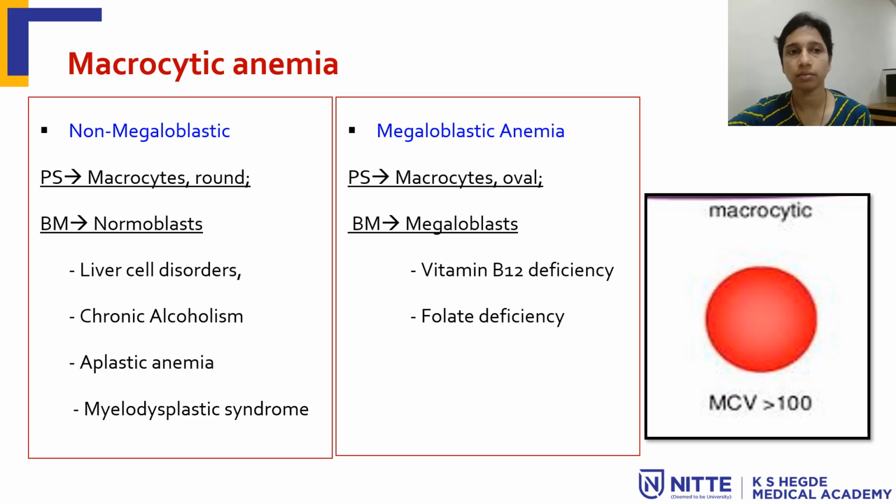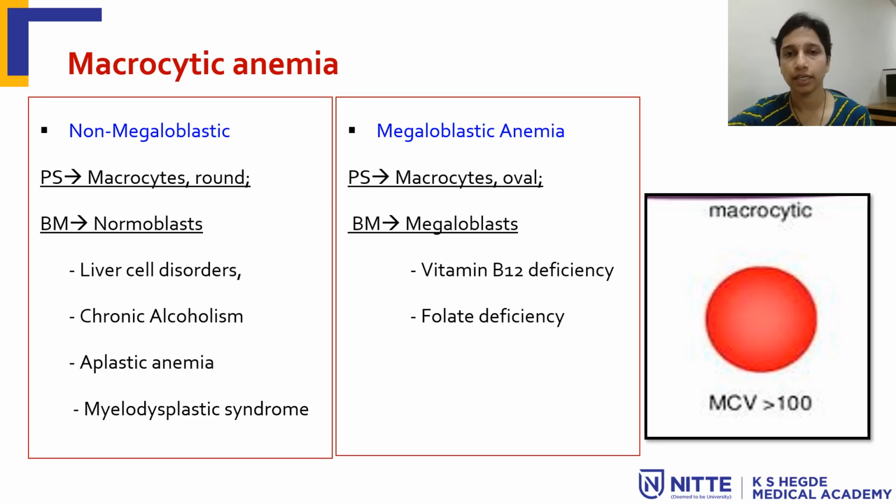If you see the peripheral smear, you assess the size of RBC by comparing it with the size of the nucleus of the small lymphocyte. If it is larger than the small lymphocyte nucleus, it is called macrocytic. Based on the MCV, the normal MCV is 80 to 100 femtoliters. So if it is more than 100 femtoliters, it is considered as macrocytic anemia.